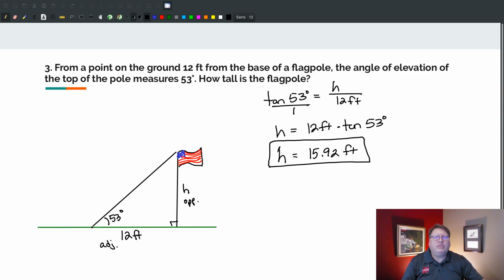And there you go, and that is your answer. So again, these are pretty straightforward. If you'll draw out the problem, do your diagram, form that right triangle, label all your measures, and then pick the appropriate trig ratio and then solve it. Okay? So let's move on to the next one.